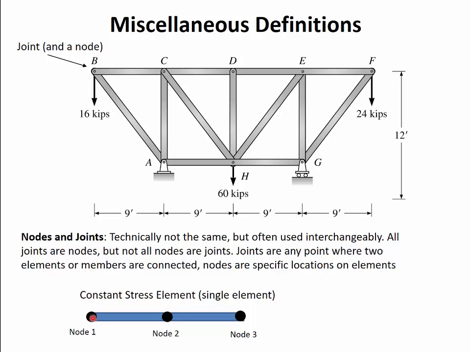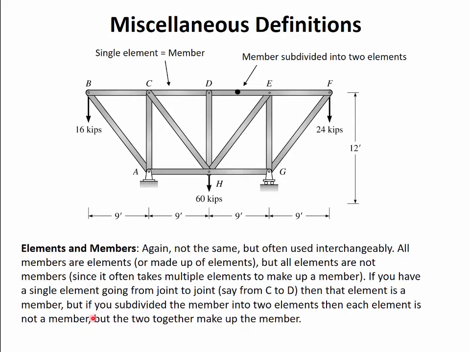The other terms I keep using interchangeably are members and elements. This one can also be a little bit tricky. Again, they're not the same. All members are made up of elements, but all elements are not members. To get the difference, if we look from C to D, if C to D is a single element that spans from C to D, then that single element is a member. Let's go from D to E: if we subdivided that element into two separate elements, we divided that member.